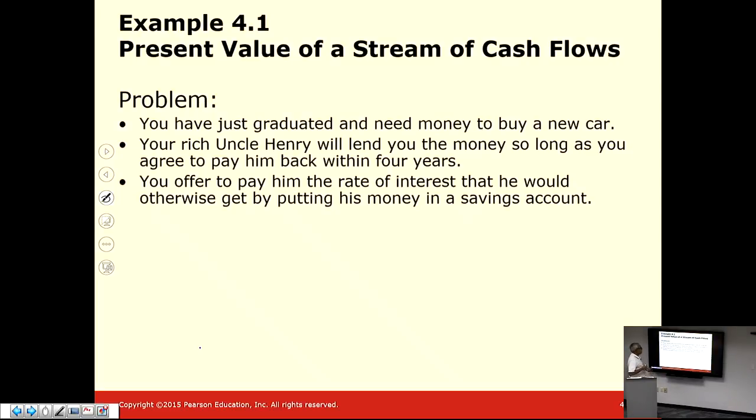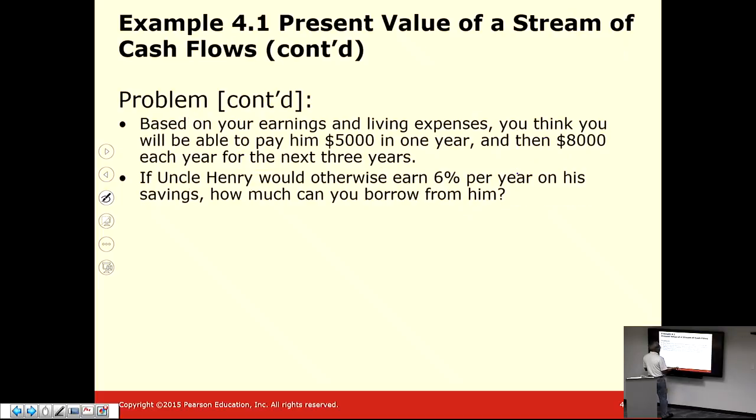So here is an example. You've just graduated and need money to buy a new car. Your rich uncle will lend you the money so long as you agree to pay him back within 4 years. So you know the time period N is 4. You offer to pay him a rate of interest that he would otherwise get by putting money in a savings account. You think you would be able to pay him 5,000 in 1 year and then 8,000 each year for the next 3 years. So those are the 4 cash flows. 6% is the R. So how much can you borrow from him, which would dictate how much you would pay for the car that you are buying?